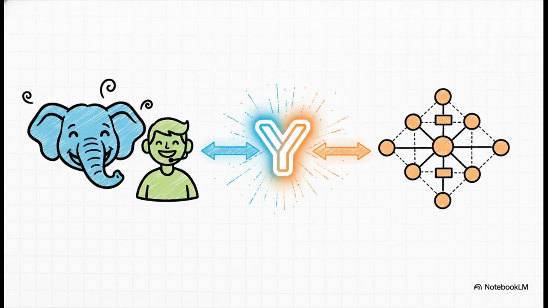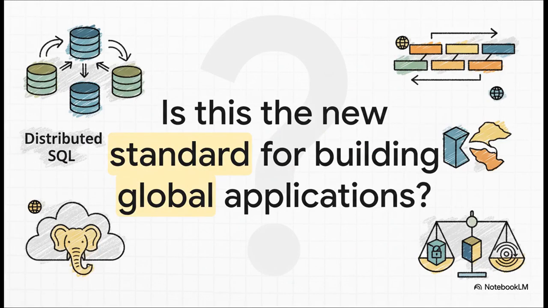So if you take away just one thing from all of this, let it be this. YugabyteDB's real, core innovation is blending that rich, familiar, powerful developer experience of a relational database like Postgres with the planet-scale architecture and resilience of a modern NoSQL system. It is a really powerful combination that looks to finally put an end to those old, painful trade-offs.